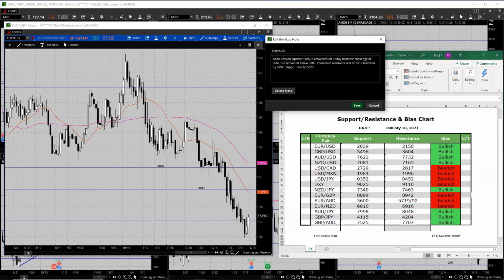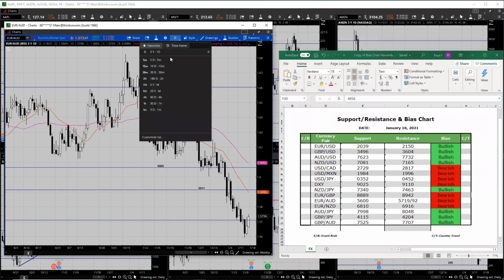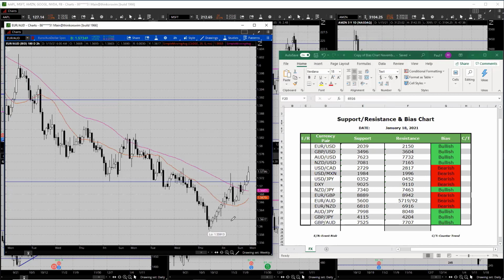Support will be the 56.20. Well, we've already run off of that, so we'll take a look at the 2-hour chart since the momentum has changed. And that would be support, 56.62.